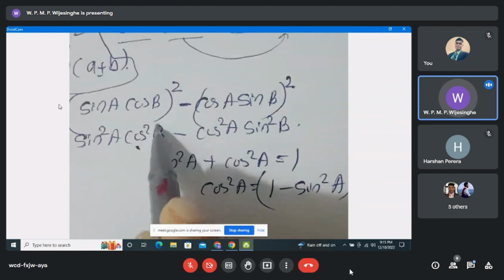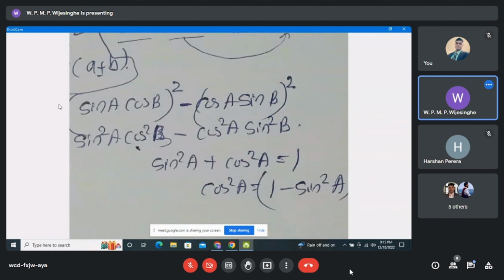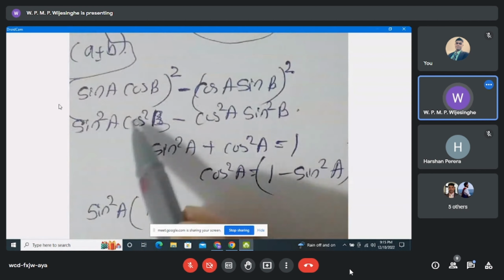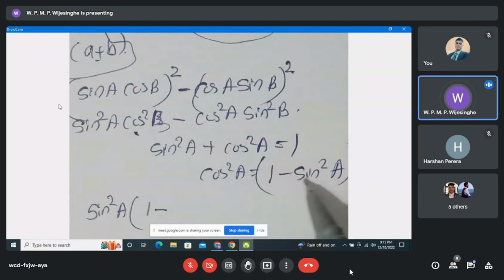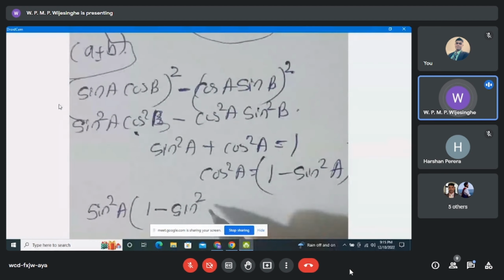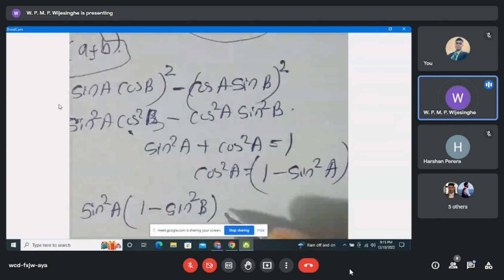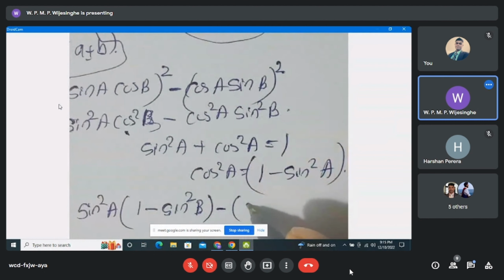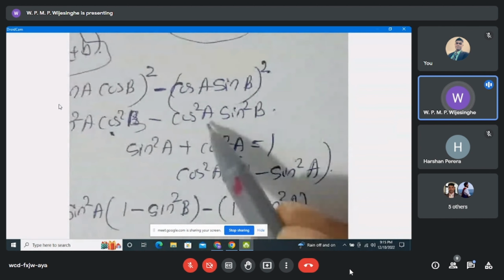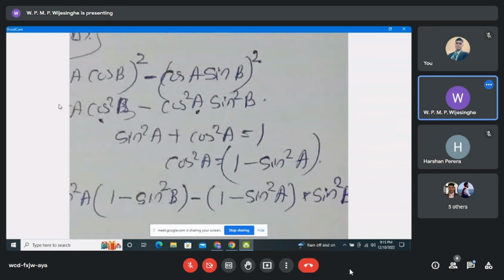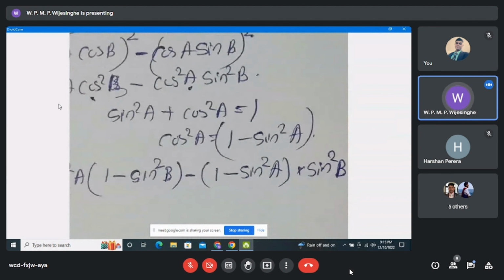The difference is here it is angle B. Then I am going to write this by using angle B. Then it should be 1 minus here cos square B. Then it is equal to 1 minus sin square B, minus here also 1 minus sin square A. Here the angle is A times sin square B, right? Okay, remove the bracket.